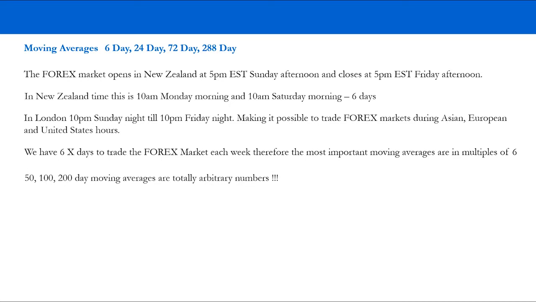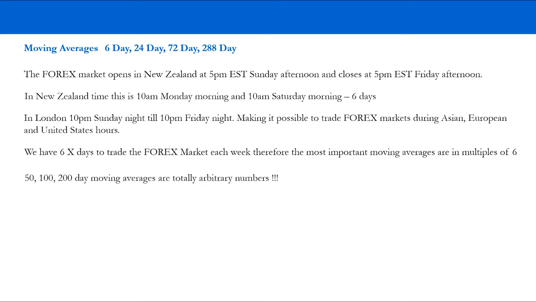There's 6 days in a week for currency markets. So let's have a look at the numbers that really matter for moving averages. The Forex market opens in New Zealand at 5 p.m. Eastern Standard Time, so New York time, Sunday afternoon, and closes at 5 p.m. EST, Friday afternoon. And in New Zealand at this time, the time is 10 a.m. on Monday morning, and it trades till 10 a.m. Saturday morning. So we've got 6 days of currency data per week.